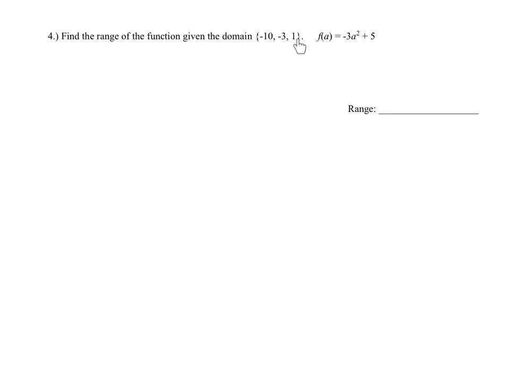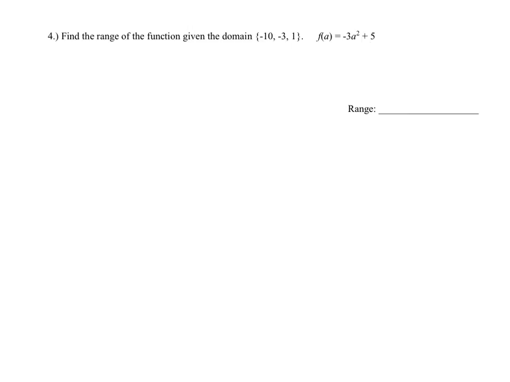So essentially what I'm asking you to do is put in negative 10 in for a, get an answer. That's your first range, or one of your ranges. Get negative 3, plug that in for a, get an answer. That's the other range, and then put 1 in for a, get an answer. See what you did. So I'll do the first one with you.